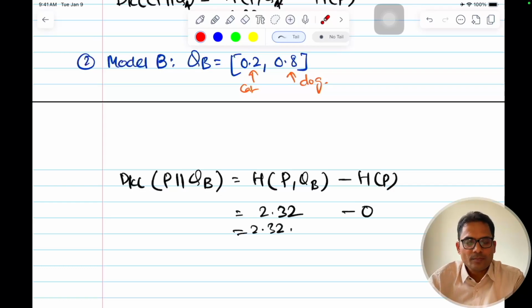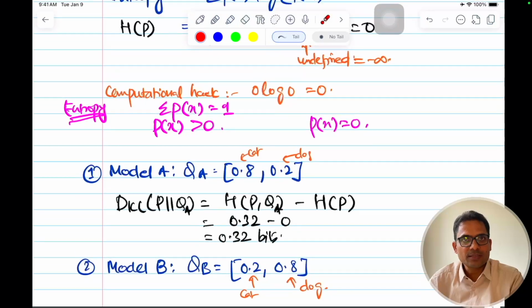I hope KL divergence is clear with this formula.